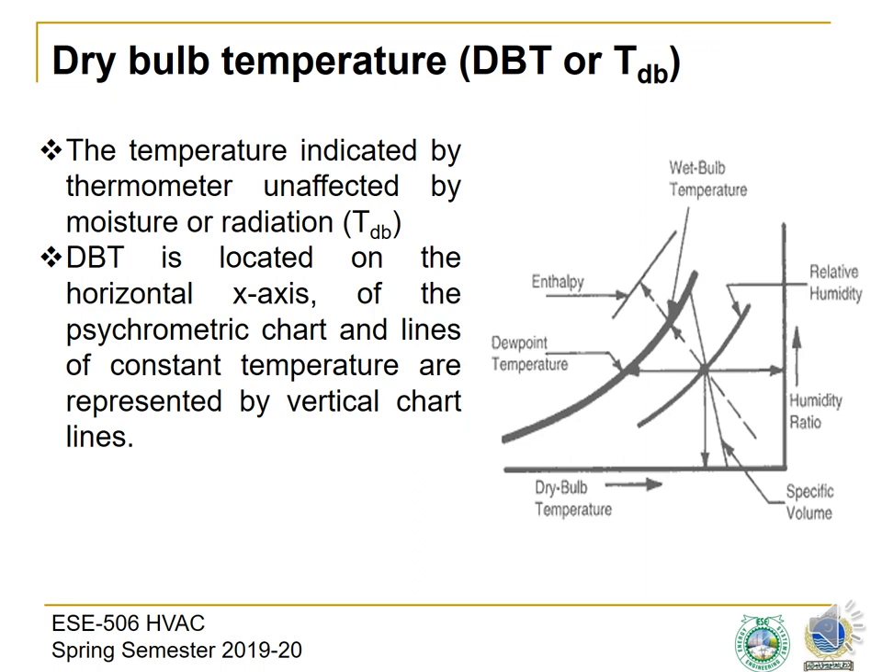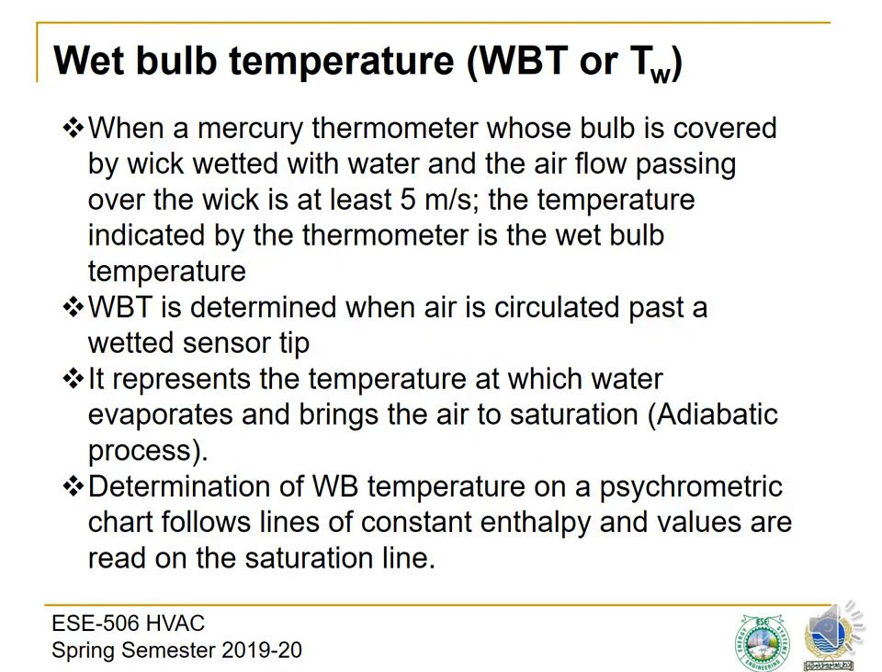Dry bulb temperature, denoted by DBT or T subscript db, is the temperature indicated by a thermometer unaffected by moisture or radiation. Dry bulb temperature is located on the horizontal x-axis of the psychrometric chart, and lines of constant temperature are represented by vertical chart lines as shown in the figure here.